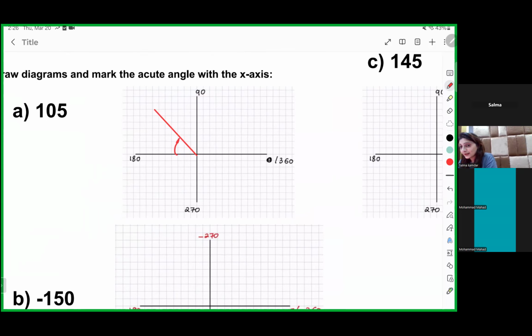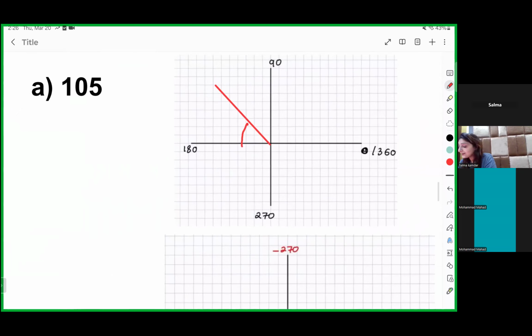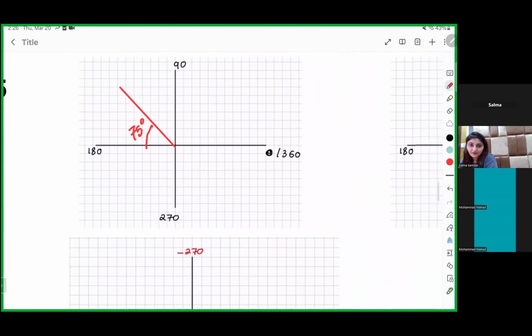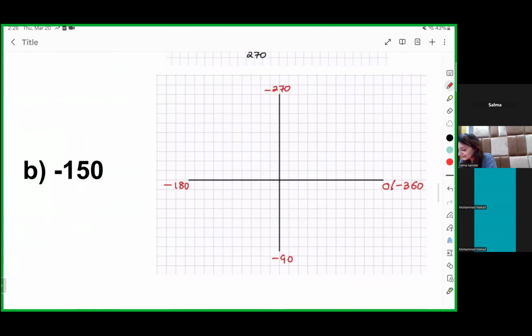You're finding the acute angle with the x-axis. 105 is an obtuse angle. Okay, miss. So 180 minus 105. So that line is 180 minus theta. So your theta is 75 degrees. Okay, fine, that's the acute angle with the x-axis.